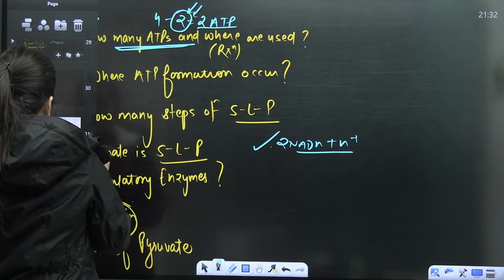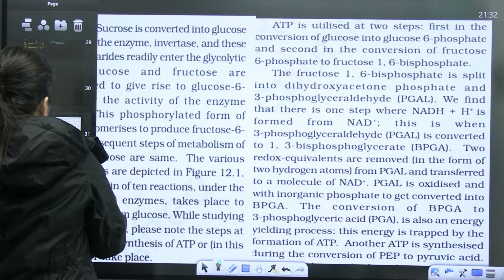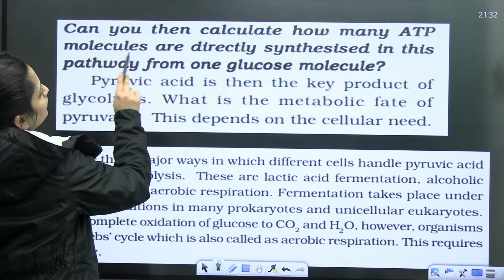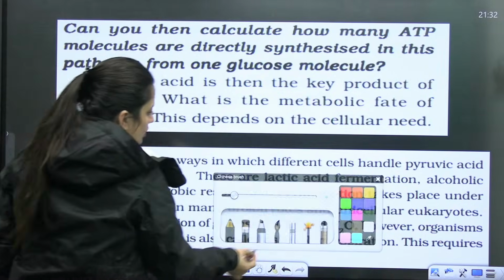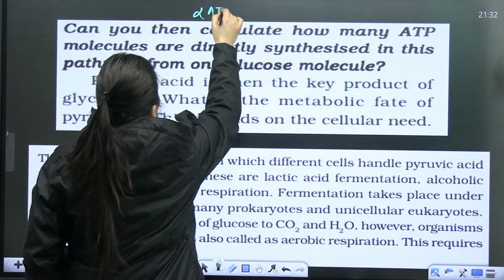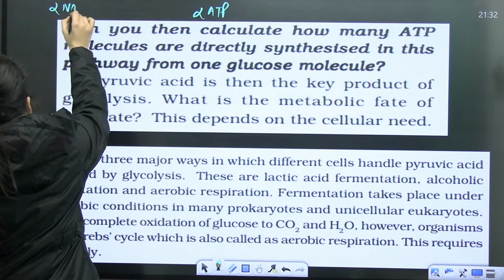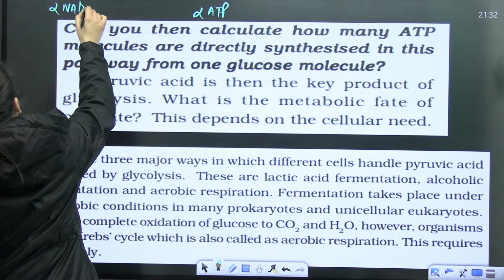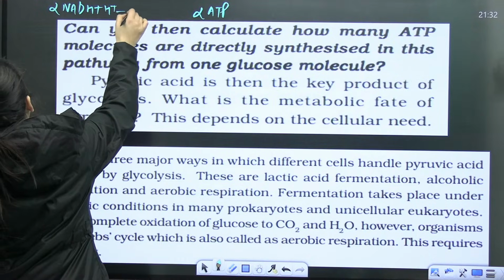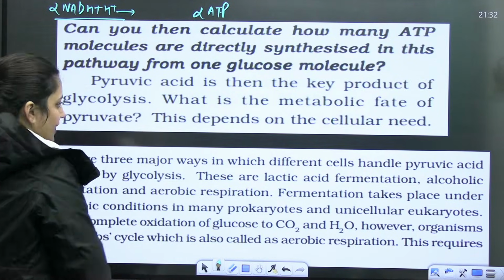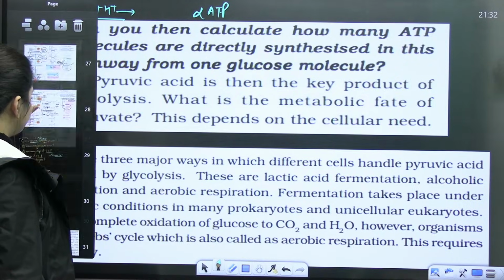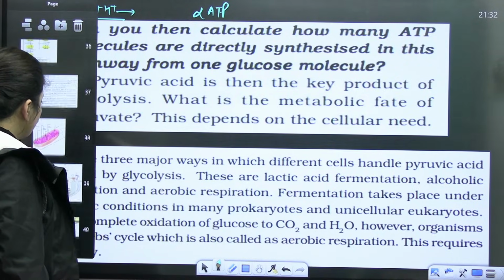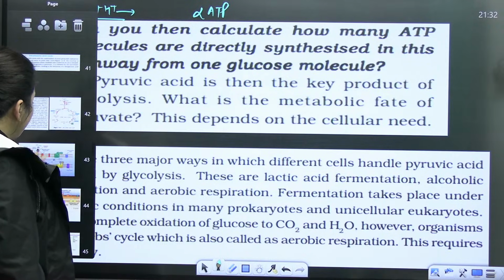Okay beta, this is what they have given. Here there is a question: can you calculate how many ATP molecules are directly synthesized here? Directly synthesized are 2, and when we discuss the electron transport chain, you will see that this NADH2 will also be converted into ATP in the ETC. So that we will discuss later. Am I clear? Now the next part is we'll see the fate of this pyruvate.